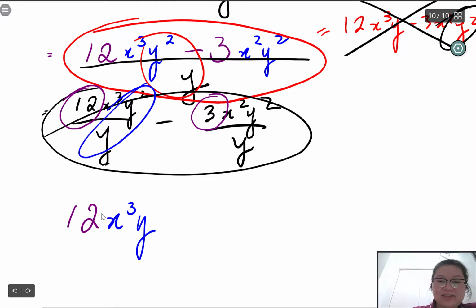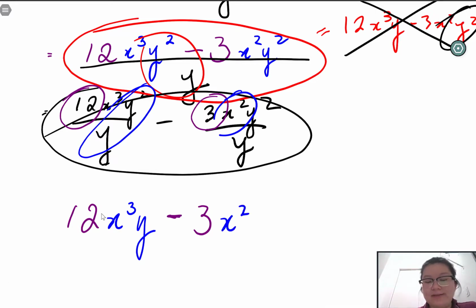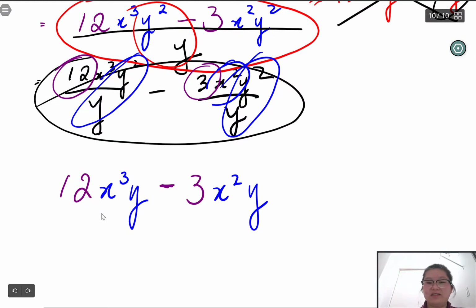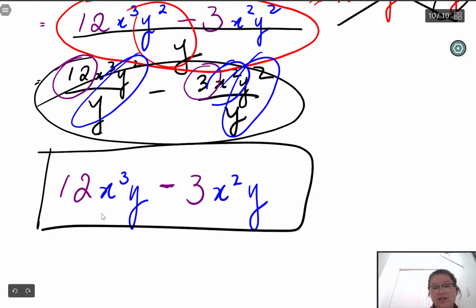And then my second term, I'm going to keep my minus sign because there's no other minus signs inside the second term. So I have minus 3. My x's are going to stay the same because there's no other x's here to pair up with. But the y squared divided by y will go away. So y squared divided by y is going to give me a single y, and done. Done deal. We are finished. Our final answer is 12x to the power of 3 times y minus 3x squared y.